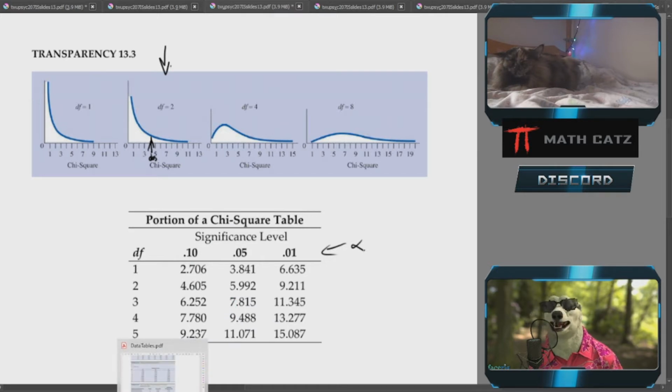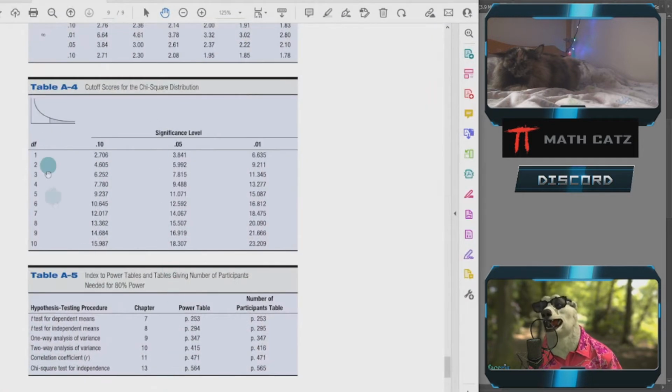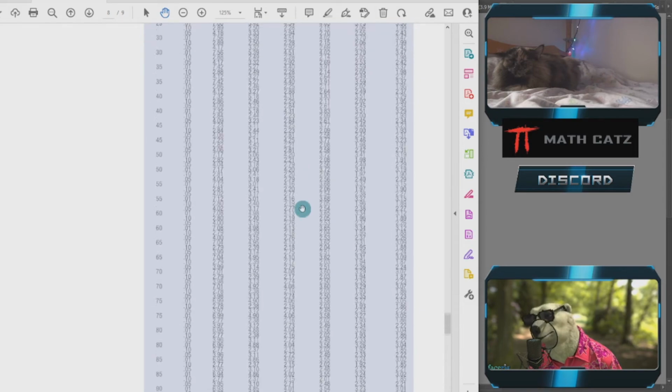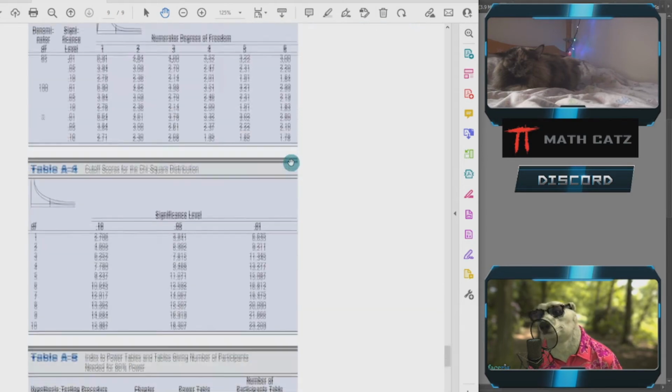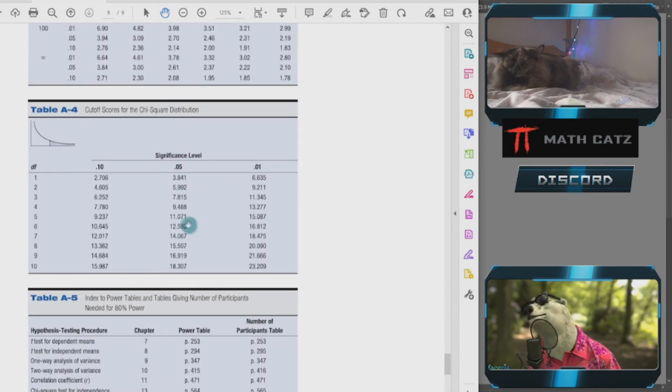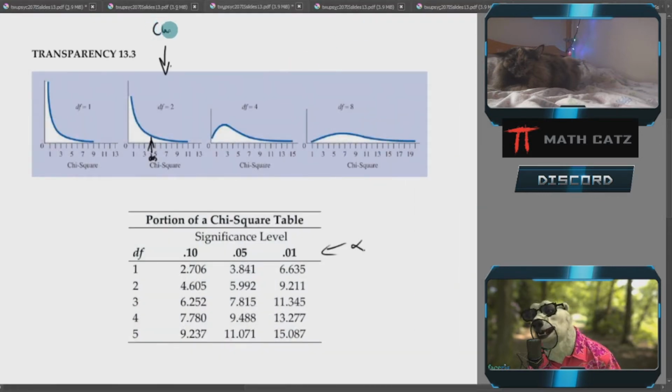Now, because of the 2 dimensions of this, just like for the F distribution, not everything is listed, only the commonly used alpha values. So in our book here, on page 679, we have a little chi-squared cutoff table. So 2 degrees of freedom. Let's go for an alpha of 5%. And I'm looking at this 5.992. That's my cutoff. So let's write it here.